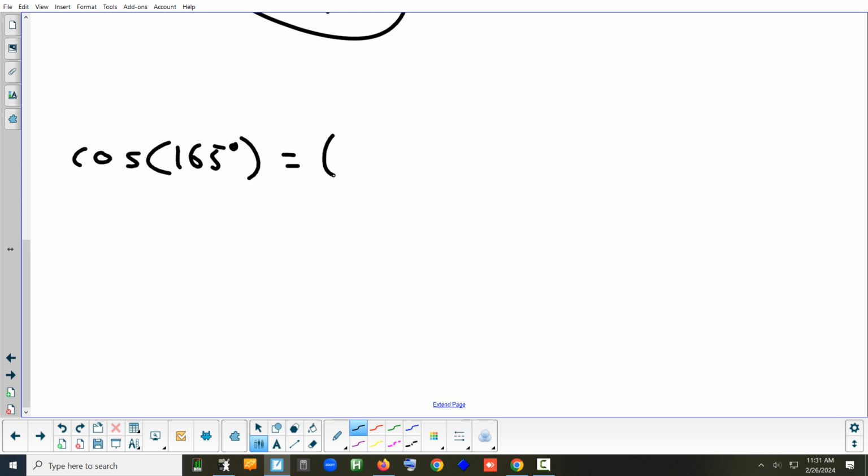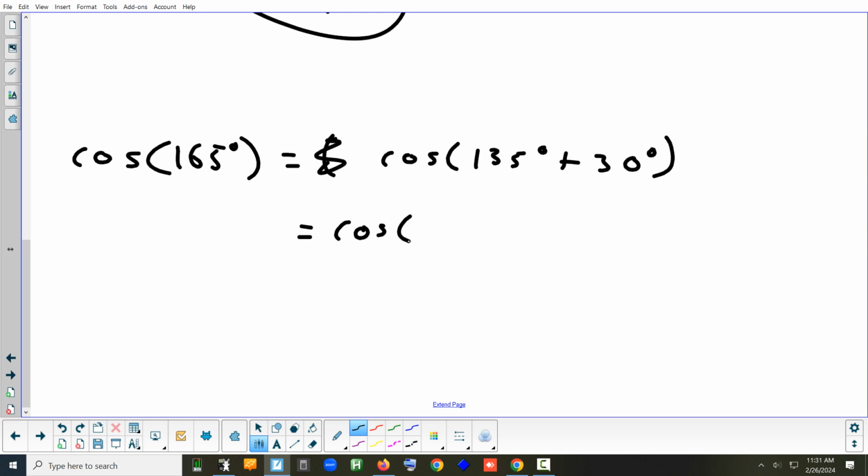You could do cosine 135 plus 30, if you wanted to think of it as a sum. How could you think of 165 as a difference? You can do 180 minus 15. We want to stay away from using the 15 because unless you know the 15 off the top of your head, now you're going to have to figure out the 15 to do that. 45s and 30s we should know right off the top of our head.